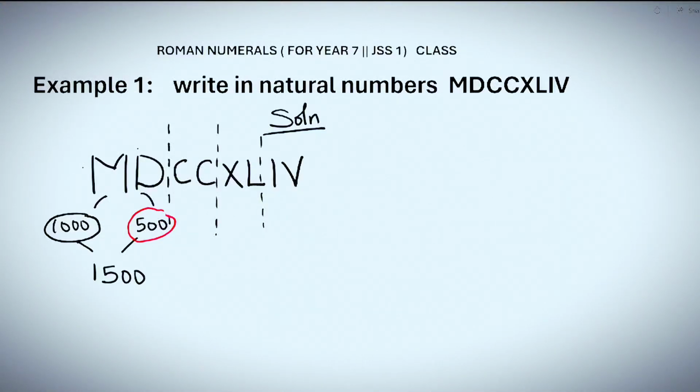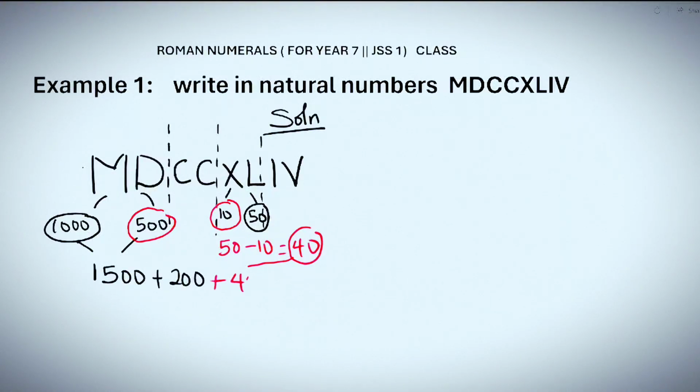Look at the CC, it's a repeating figure, right? So it's 100 plus 100, which is 200. Right, now look at XL. X is 10, L is 50. You can see the smaller number here is 10 and it's coming first, before 50. So what we do is to subtract, saying 50 minus 10, which is 40. So this answer, we'll add it to our group here, plus 40.